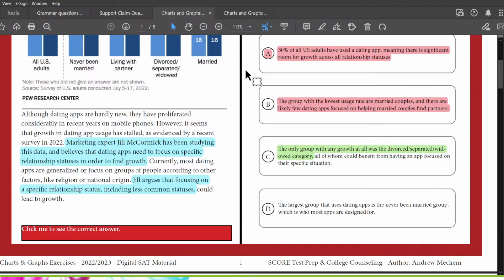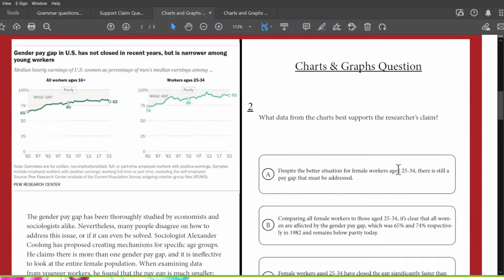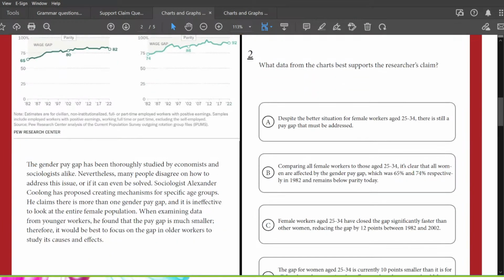And her claim is, if you want to see growth in dating apps, you need to target more specific scenarios, and get those people to find each other maybe. And C's the only one that really does that, that only talks about that. So I think that's the best choice. B talks about a specific scenario, but it doesn't make really any sense. Okay, so let's go to 2.